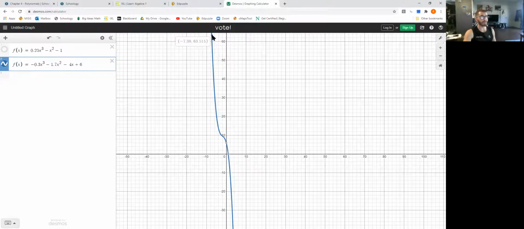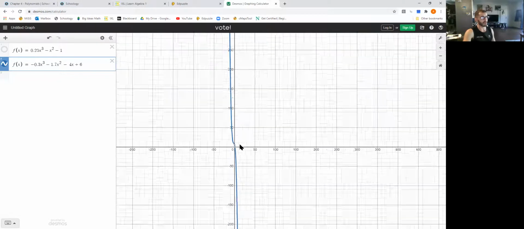X's go towards negative infinity. As f of x goes towards negative infinity, as our cursor goes down, where are our x's going? Where is our cursor also going? It's going to the right, positive infinity. f of x is going towards negative infinity as x goes towards positive infinity.